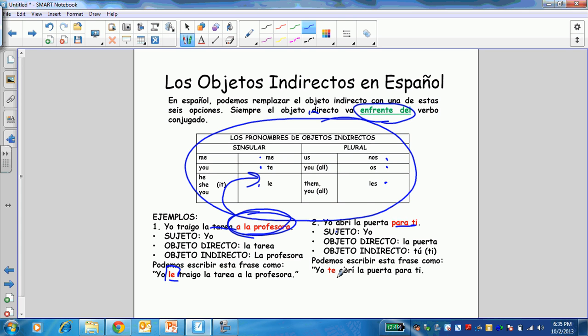So, vamos a escribir la frase así. The T, the you, corresponds to the pronoun te. So, vamos a escribir el pronombre te en frente del verbo conjugado. Okay? So, pronombre aquí. Yo te abrí la puerta para ti. So, essentially, that means I opened it for you. Okay? So, I opened the door for you. I opened it for you. I bring the homework to the teacher. I bring it to the teacher.